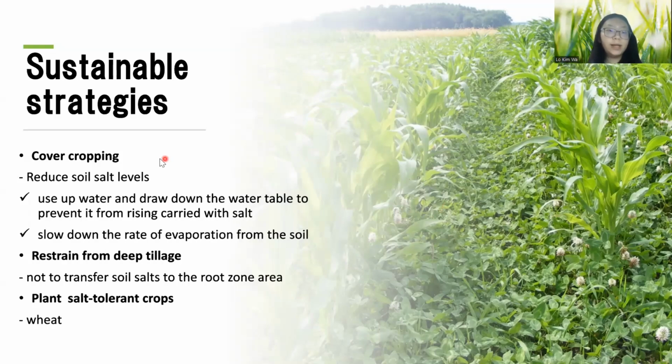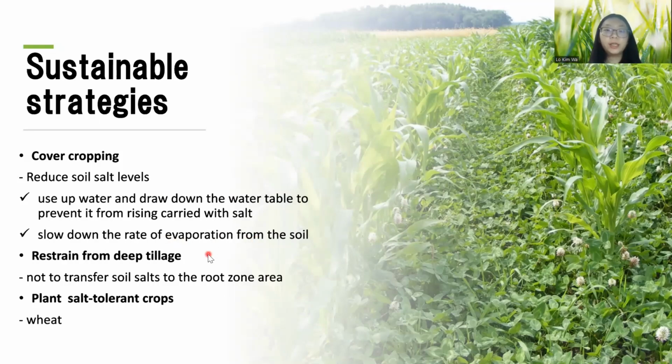Cover cropping. Plant some cover crops to cover the soil. This can reduce the soil salt accumulation. When the water table is very high, the cover crops can use the water and draw down the water table to prevent it from rising, carrying salt. When the weather is very hot, the cover crops can slow down the rate of evaporation from the soil. This can reduce the salt drawn to the surface.